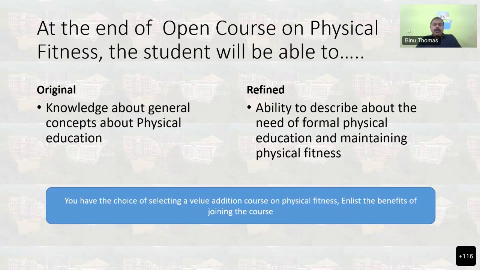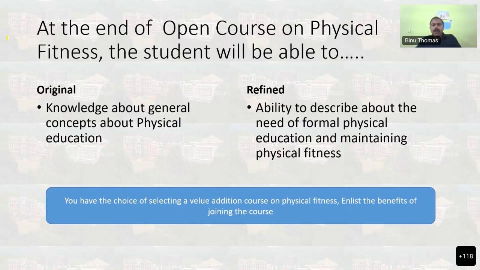So the first outcome given by the department was, upon completion of the course on physical fitness, the student will have a knowledge about general concept about physical education. Of course we can say on completion of this the student will be having a general knowledge about physical education, but we have refined it like this: the ability to describe the need of formal physical education and maintaining physical fitness. So on completion of this course, the student will be able to clearly tell what is the purpose, what is the need of having a formal physical education for anybody.